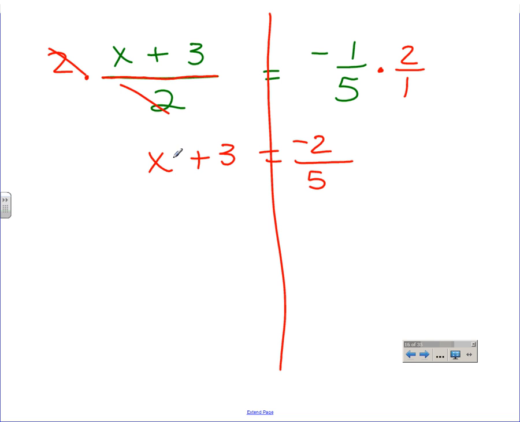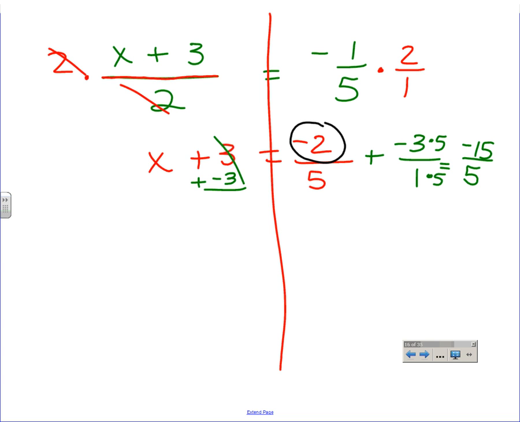Now I want to get the x by itself, so I'm going to add a -3 to both sides. I'm working with fractions, so I'm going to put that over 1. Okay, I need a common denominator. I'll choose 5, so I just need to change this to fifths. So that's times 5 is -15. Now I have a common denominator, so I can add my fifths. I have -2 and -15, which is -17 fifths. So x equals -17 fifths.